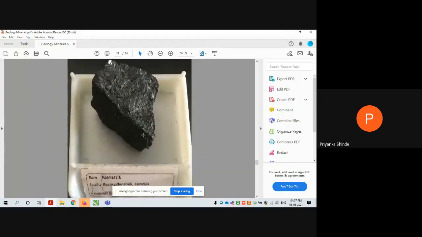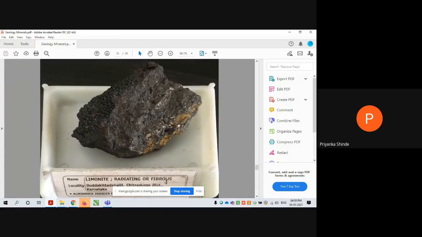Then this is magnetite. First I'll tell you the name. Why is the name magnet used here? Because it has magnetic properties. If you hold a magnet near it, it will attract the magnet, so the name is given as magnetite. The color is black, and if you check the streak, it is reddish in color. That is the special property of magnetite. Its composition is Fe3O4. Its use is as an important ore of iron.